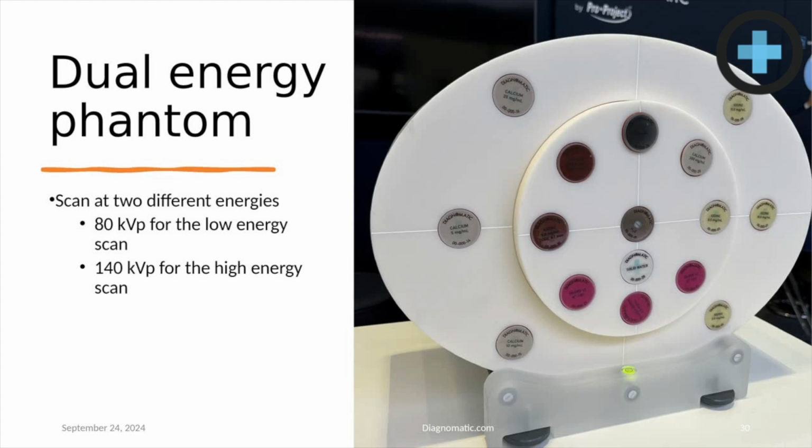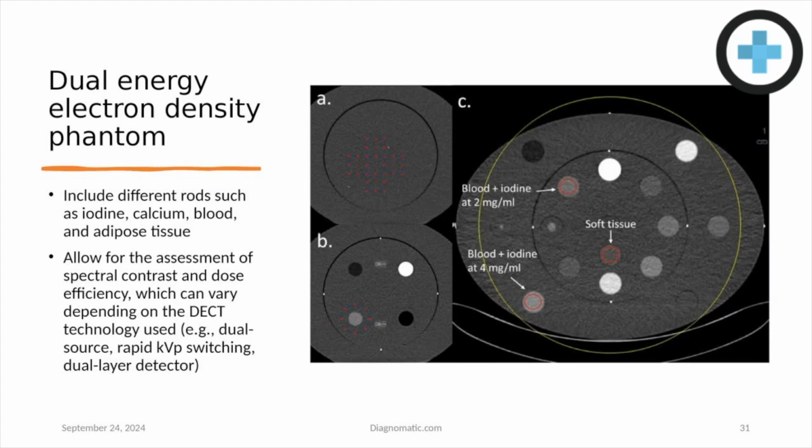This is a little bit larger than the standard electron density phantom. Also allows you to scan at both that 80 kVp as well as at 140. So it gives you a little wider range, helps for more in-depth testing, and tends to have some different rods, calcium, blood, and so this allows for assessment of spectral contrast, dose efficiency, and can vary depending on the DECT technology: the dual source, rapid switching, dual layer detectors.